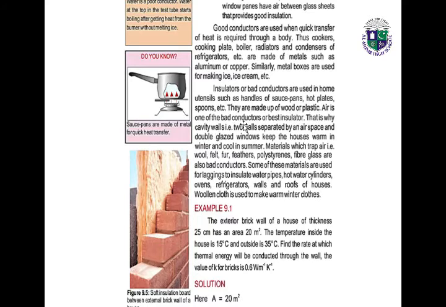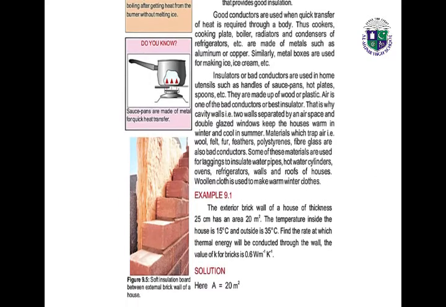Air is one of the bad conductors or best insulators. That is why cavity walls, two walls separated by an air space, and double glazed windows keep houses warm in winter and cool in the summer. So materials which trap air, for example wool, fur, feathers, polyesters, fiberglass, are bad conductors of heat. Some of these materials are used for lagging to insulate water pipes, hot water cylinders, ovens, refrigerators, walls and roofs of houses.